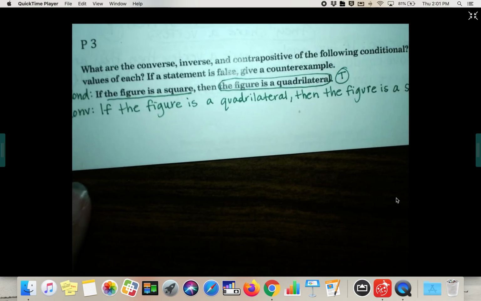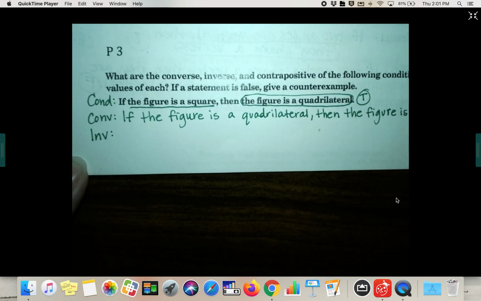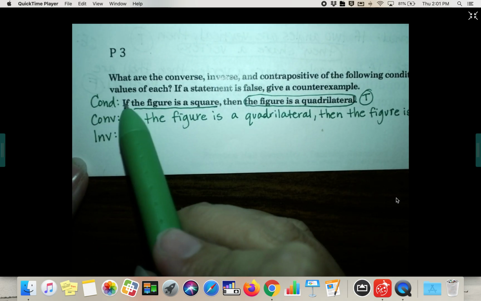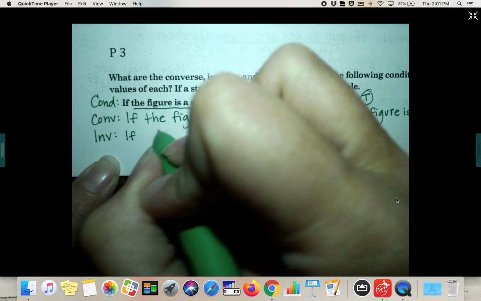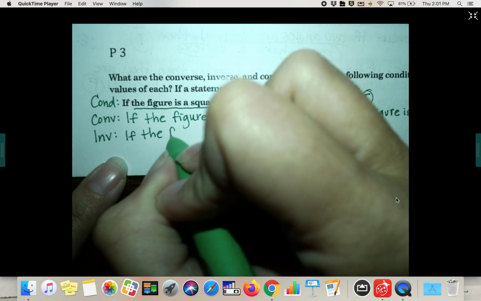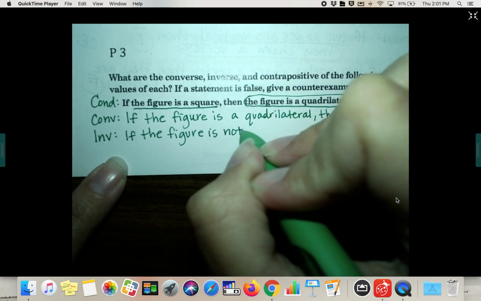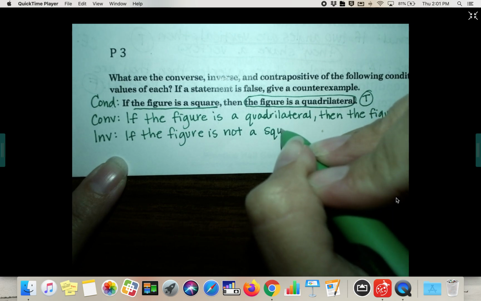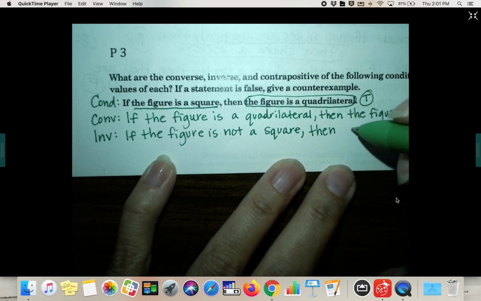All right, let's move on to the inverse. So remember, the inverse is the same as the conditional statement. We are just going to negate both P and Q. So if the figure is not a square, then it is not a quadrilateral.